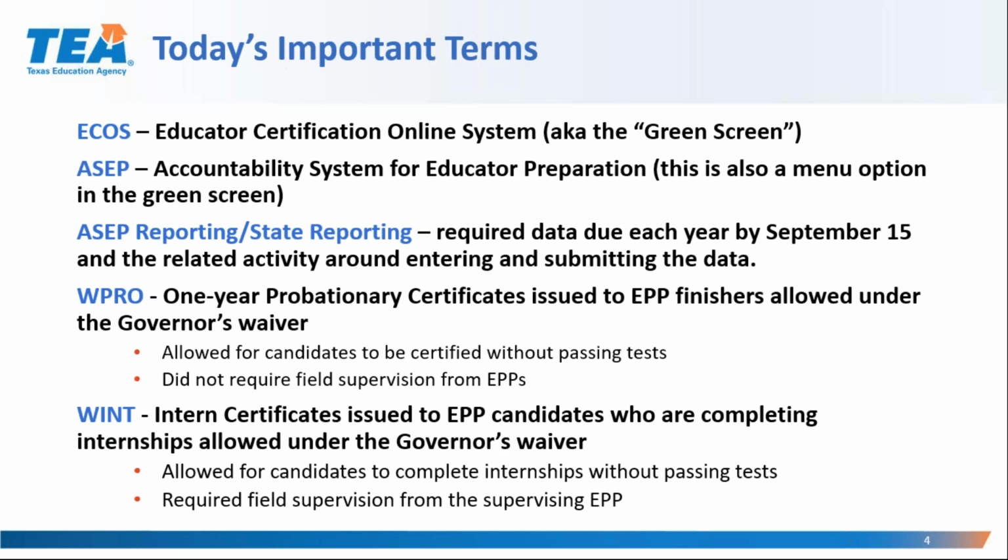Second, ASEP refers to the Accountability System for Educator Preparation. It is also a menu option within the ECOS for Entities green screen. EPP admission data, enrollment data, and observation data are entered and managed through links on the ASEP menu. When I use the terms ASEP reporting or state reporting, I will be referring to the required data that each EPP must report each year by September 15th and the related activity around entering and submitting that data.